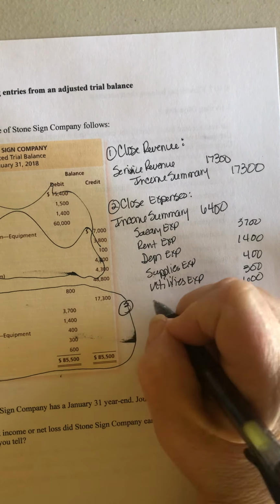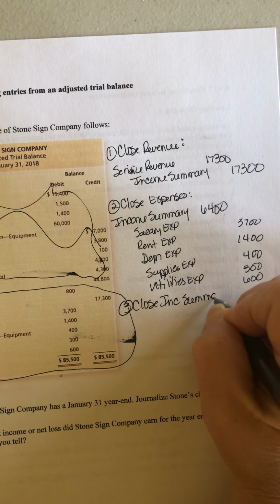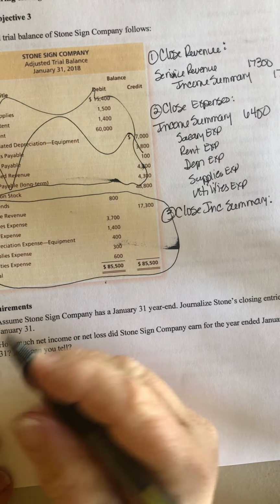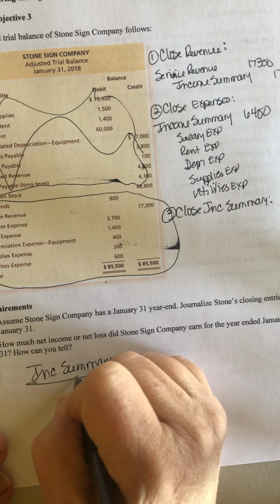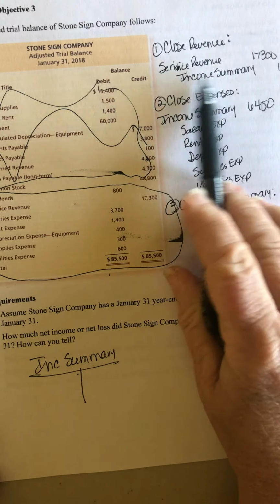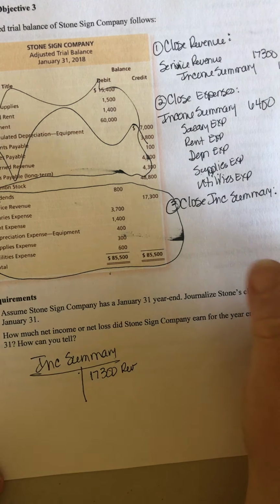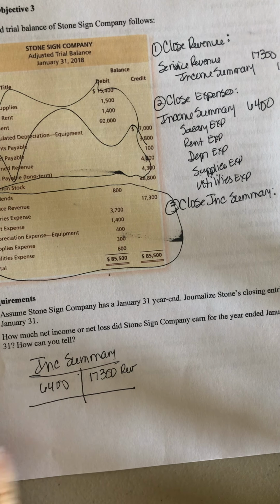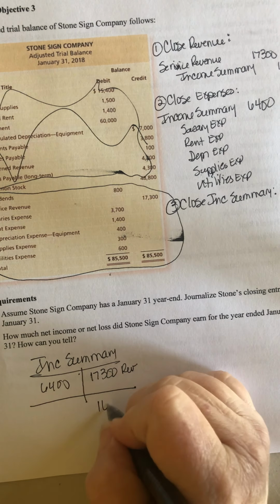Now my third entry is to close income summary. Usually what I do is a little T account for income summary. So here's my income summary account. Income summary was credited for $17,300 for the revenue. It was debited $6,400 for the expenses. When I balance it out, it has a balance of $10,900.